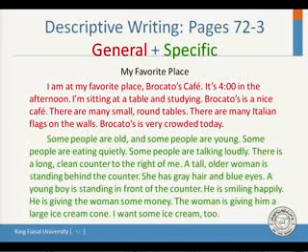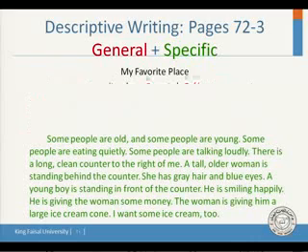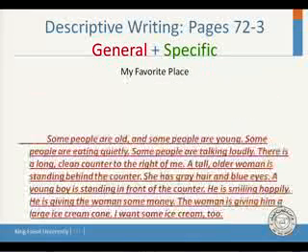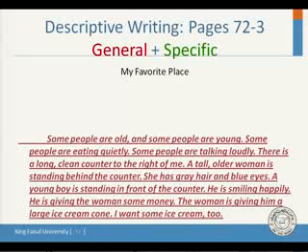Broncato's is a nice cafe. Nice, adjective. There are many small round tables. You are describing the place around you. There are many Italian flags on the walls. Broncato's is very crowded today. So you see, this is a very general description of the place and the time. Okay, now this is the general description. Now the second paragraph is about the specific details. It gives the specific details.